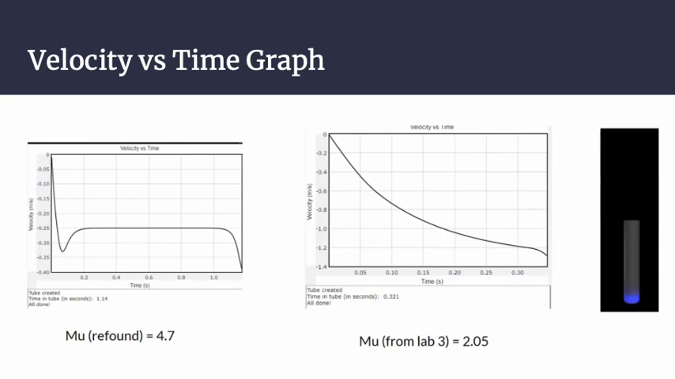On the right is the graph of velocity versus time from the lab 3 result of mu, which was found to be incorrect. As you can see, the graph is very different from the ideal graph. That mu was around 2.05.